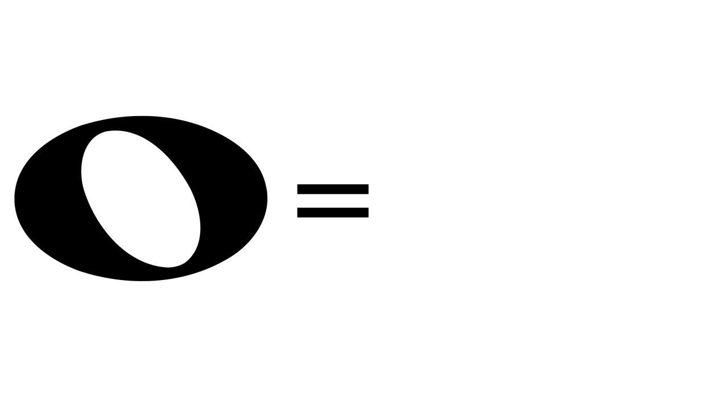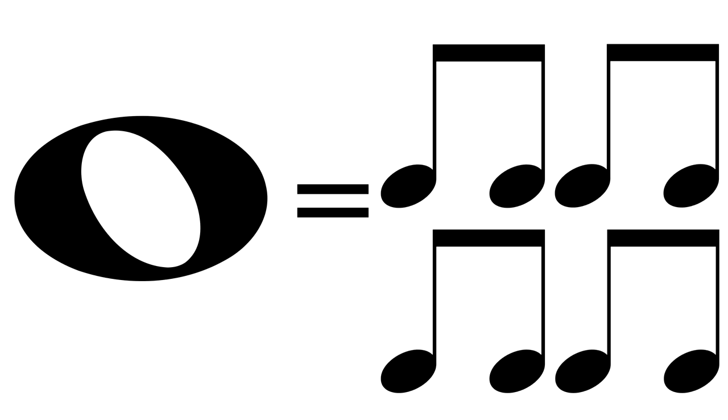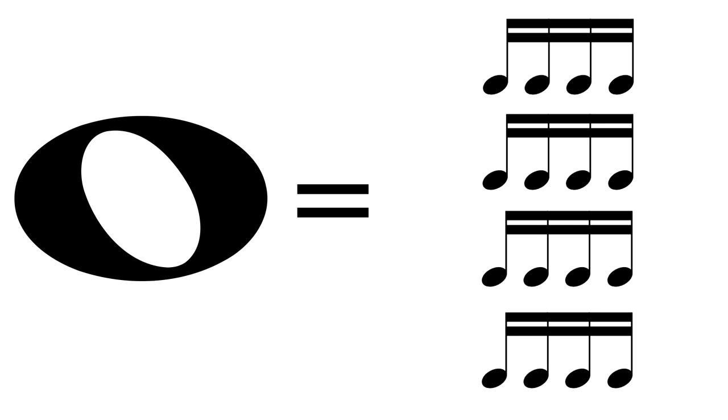Another way to look at all this is a whole note equals 2 half notes, or 4 quarter notes, or 8 eighth notes, or 16 16th notes, etc. A half note equals 2/4 notes, or 4/8 notes, 8/16 notes, etc. A 1/4 note equals 2/8 notes, or 4/16 notes, 8/32 notes, etc. An 1/8 note equals 2/16 notes, or 4/32 notes, etc., etc. I hope that gets the point across.